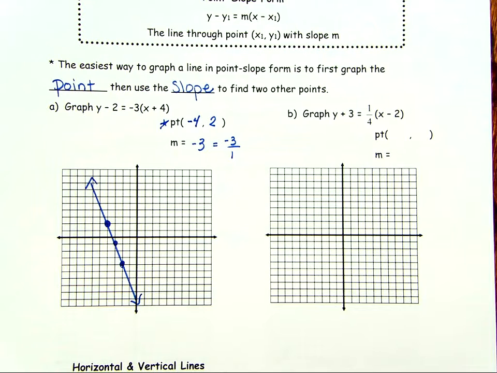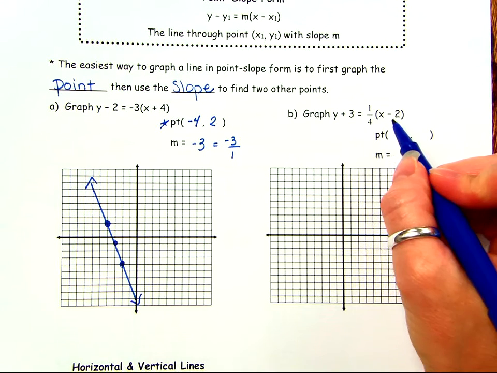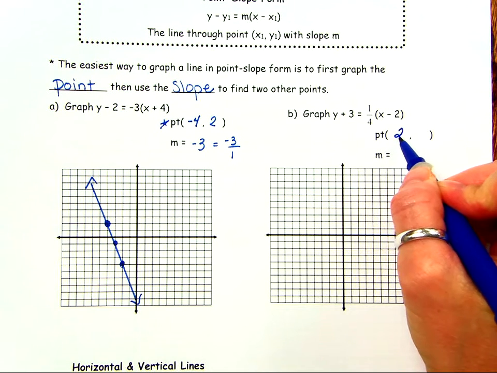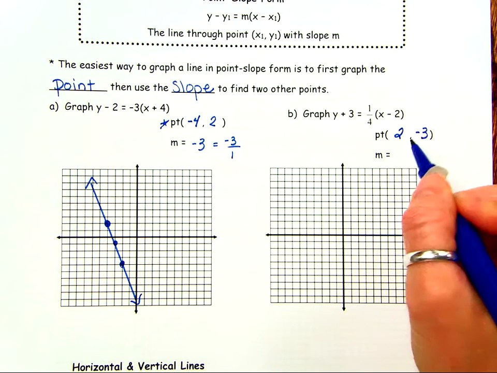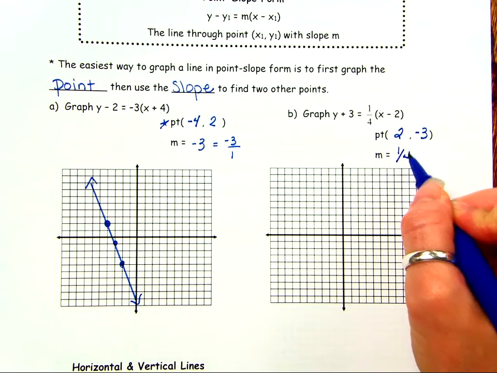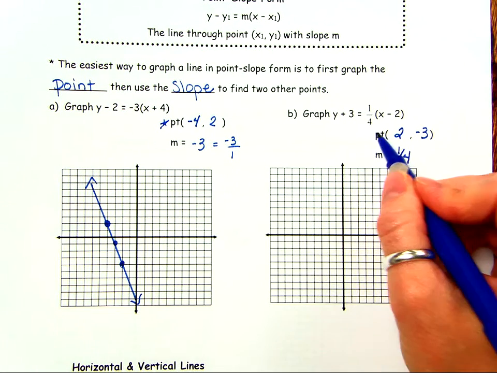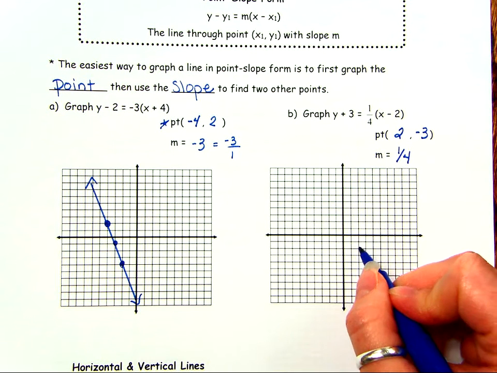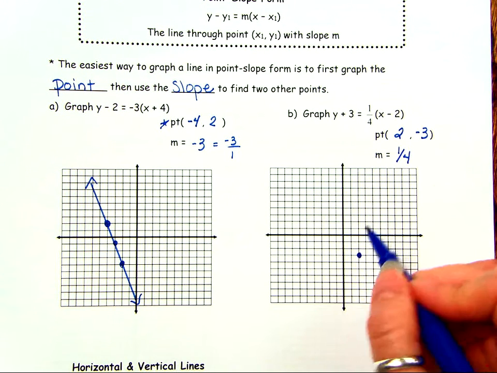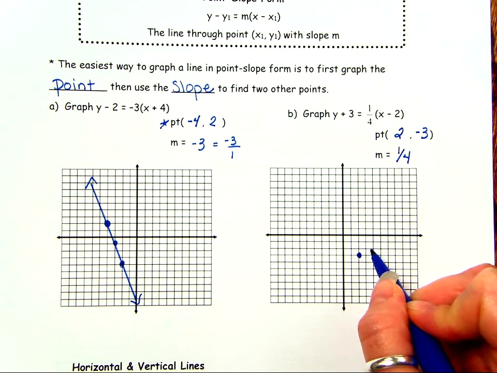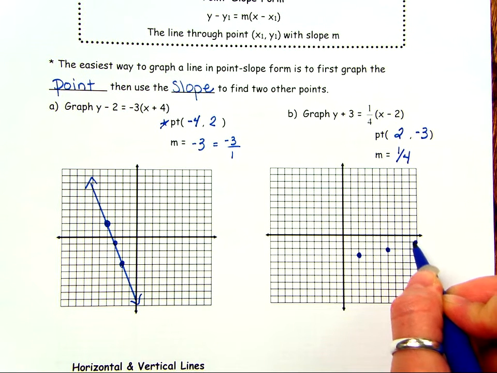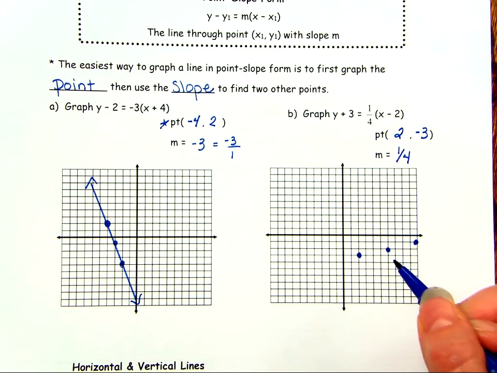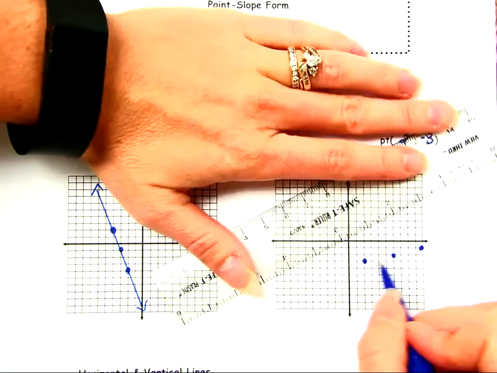In equation B, I can see the point on my line would be positive 2, negative 3. Again, it's the opposite signs, with a slope of 1/4. So I'm going to start at my point, 2, negative 3. I'm going to go up 1 and over 4. And then use my straight edge.